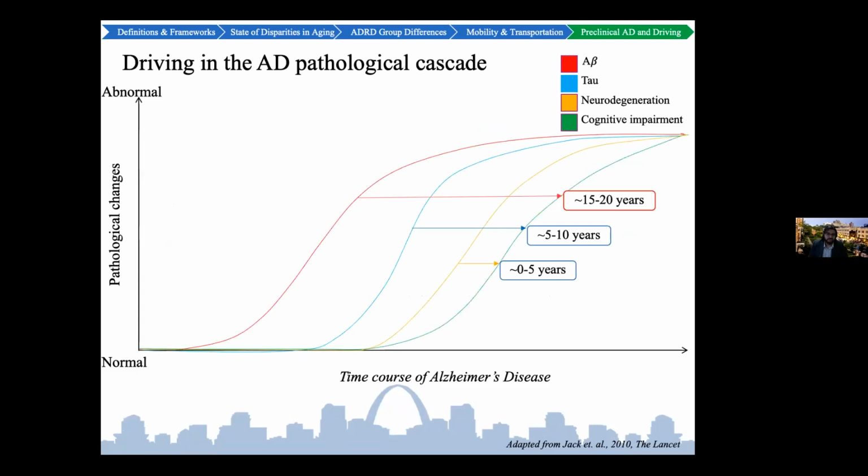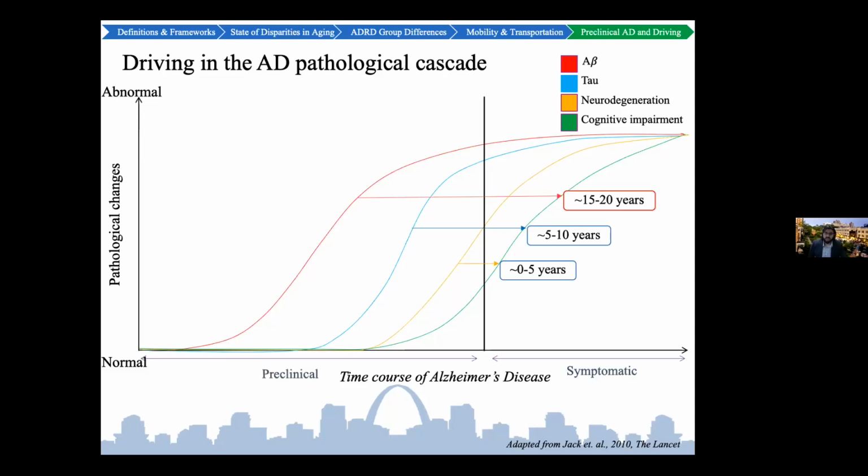So I'm sure many of you are well acquainted with these curves. They depict the time course of preclinical and symptomatic Alzheimer's disease. Normal to abnormal is situated on the y-axis, while time course is on the x-axis. Changes in amyloid typically arise about 15 to 20 years before cognitive impairment, 5 to 10 years for tau, and about 5 years or less for neurodegeneration with respect to cognitive impairment.